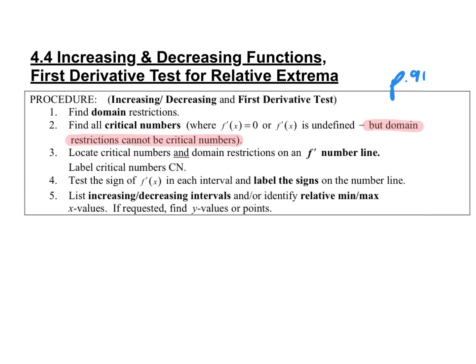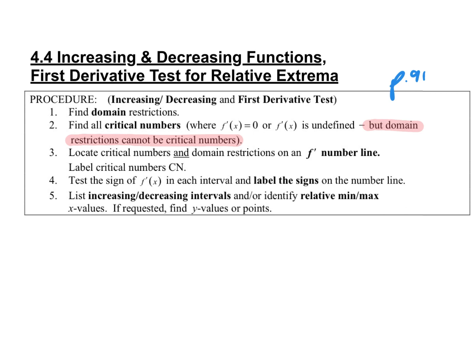Increasing, decreasing functions. First derivative test for relative extrema. You guys know this stuff already, but we'll try to fly through it and get you some good practice on it. So this is on page 91 in your book.